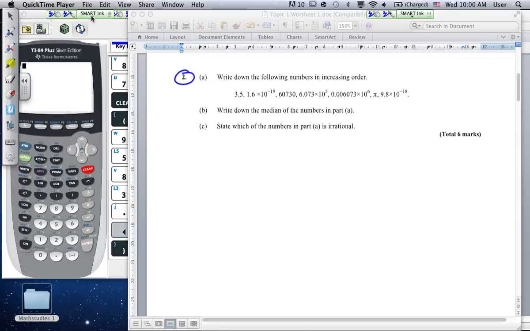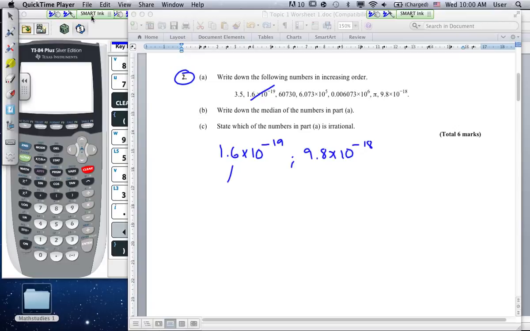1.6 times 10 to the minus 19. Yes, 1.6 times 10 to the negative 19 would be your smallest. That is going to be smaller than this next one over here, which is 9.8 times 10 to the negative 18. So this 10 to the negative 19 means dividing by a 1 with 19 zeros.